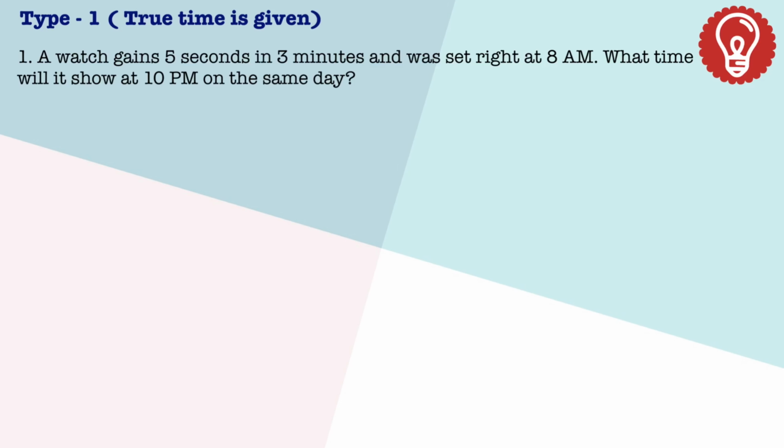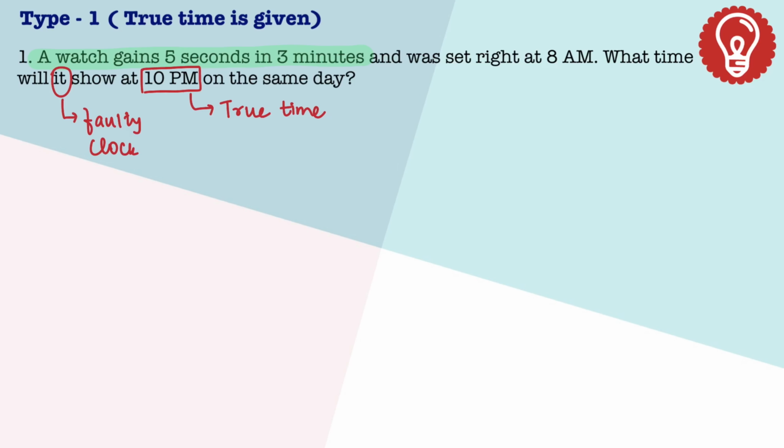Let's spend some time to understand the question. He says, a watch gains 5 seconds in 3 minutes. So he's talking about a faulty clock and he asks, what time will it show? It here refers to the faulty clock. And that 10 p.m. that he's talking about is basically the true time.